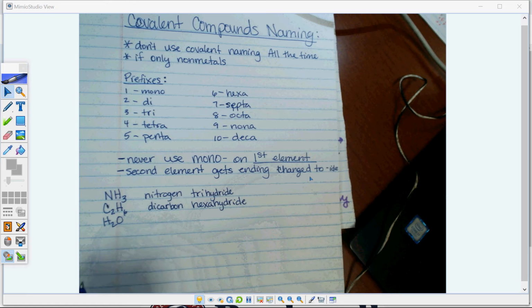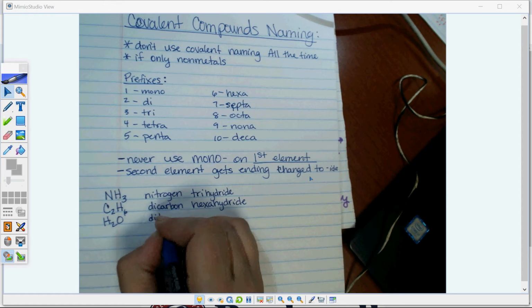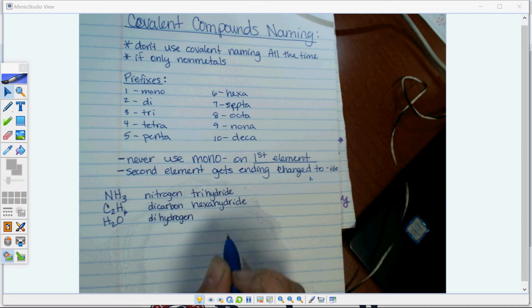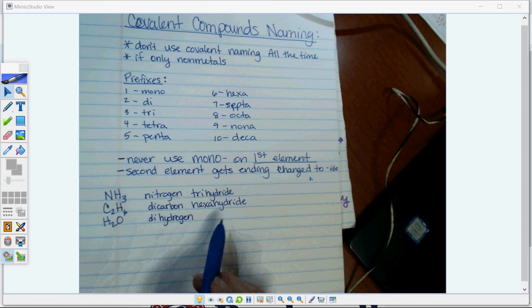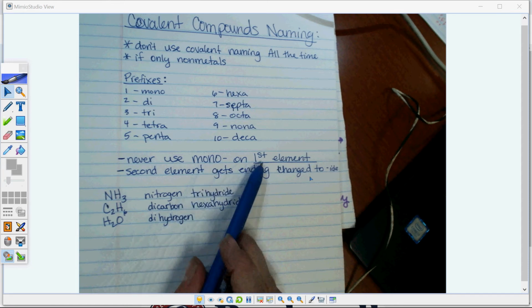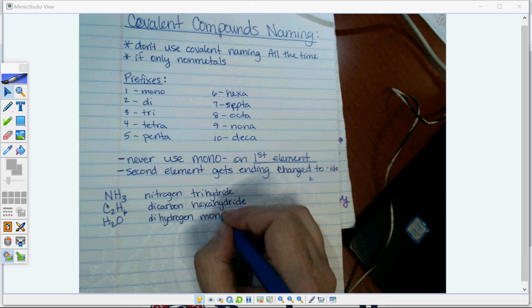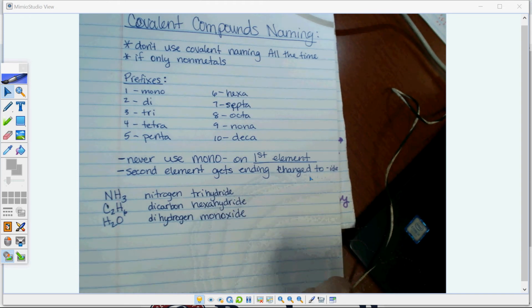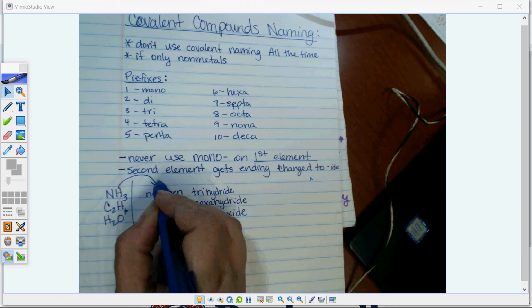And then for H2O, you know that is water, but the correct naming for it would be dihydrogen. The reason this isn't "ide" here is because it's the first element. You only ever change the second element to "ide." And then we've got 1 oxygen on the second element. So this rule about using mono only applies to the first element. So since this is 1, I would use the mono, and then I change it to oxide. So that's how you go from a formula to a name.